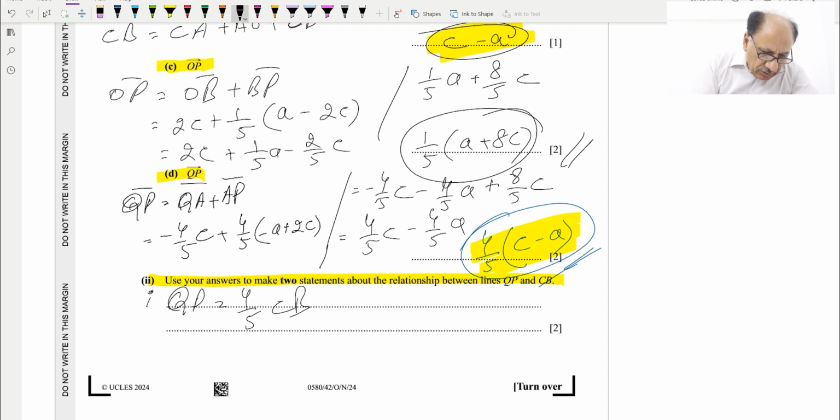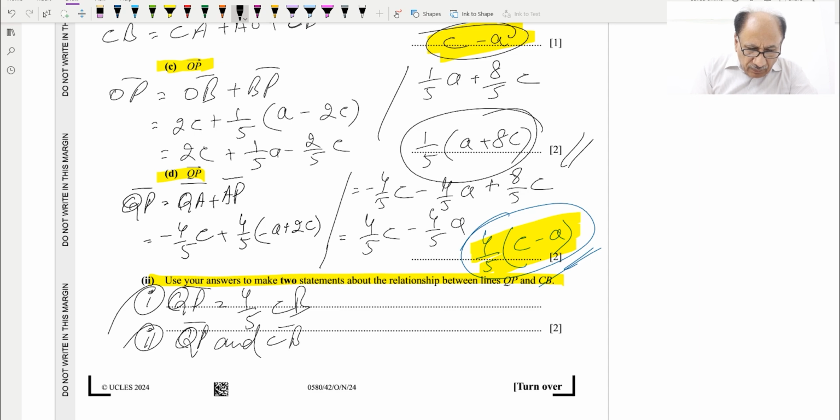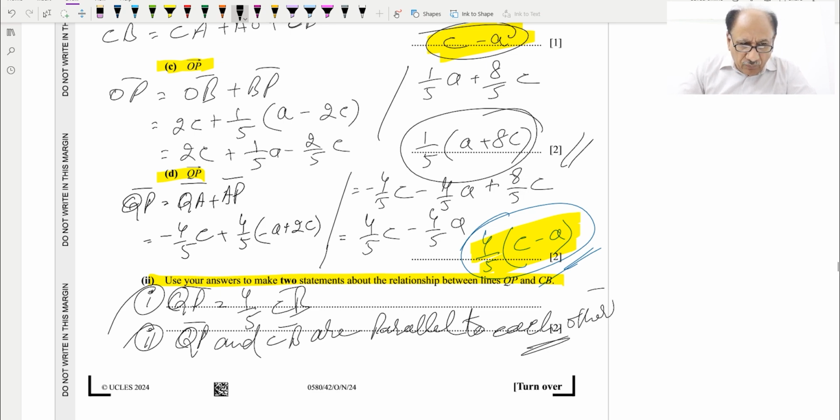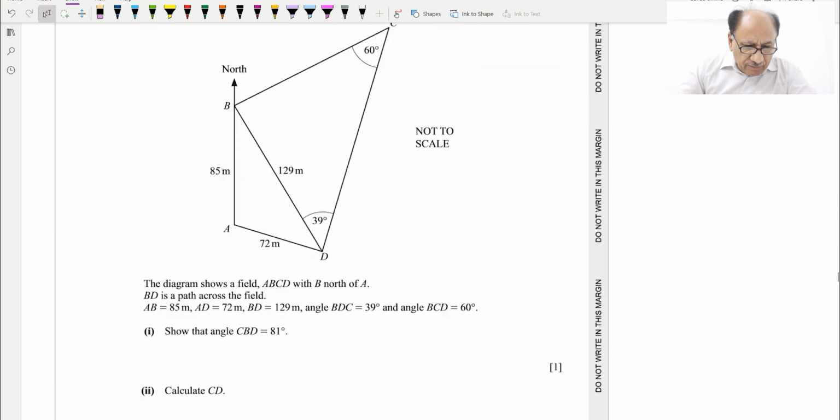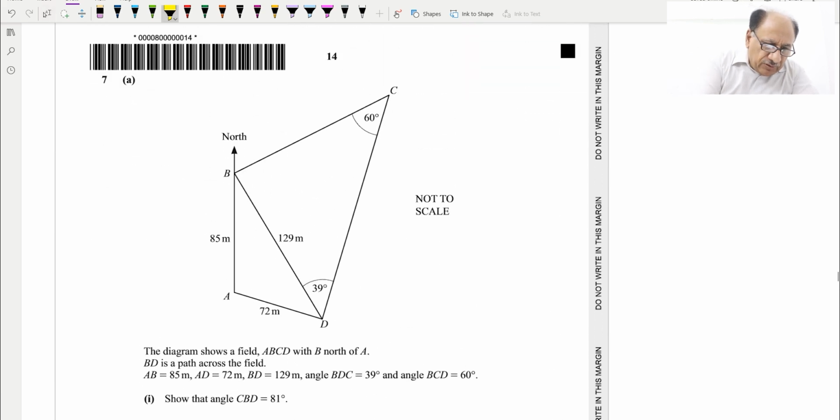This is our first point, and second point we can say, because they are multiple of each other, we can say that QP and CB are parallel to each other, and this is the 2 mark question which we have answered. Hopefully you understood this. Now this is question number 7.